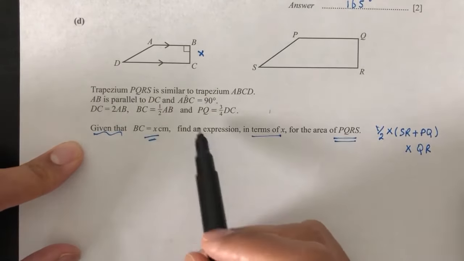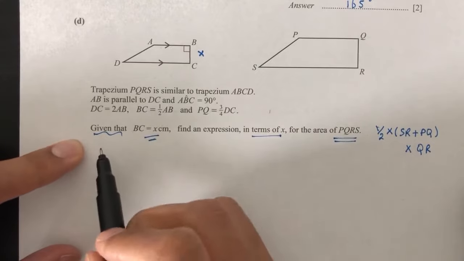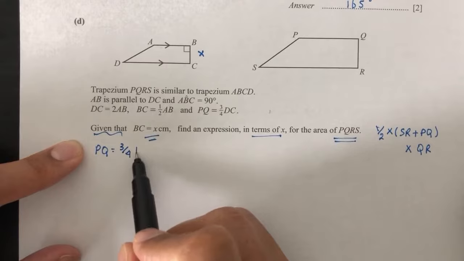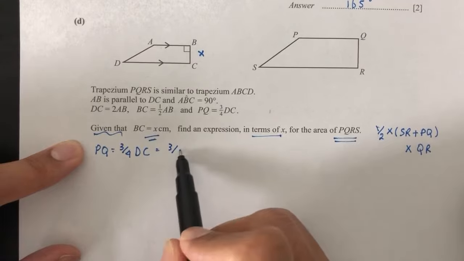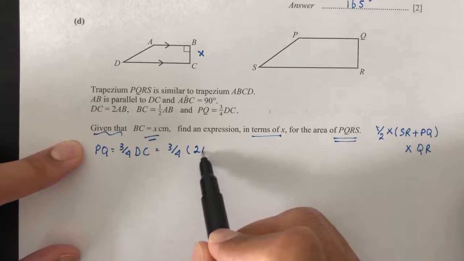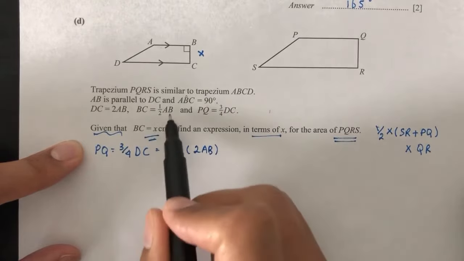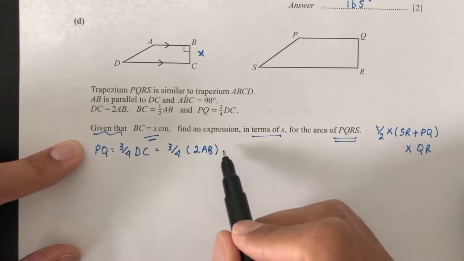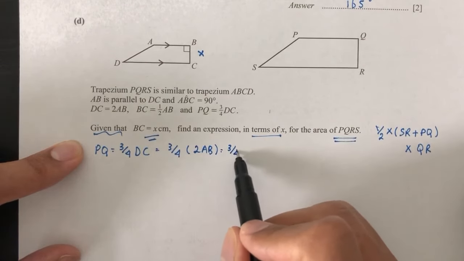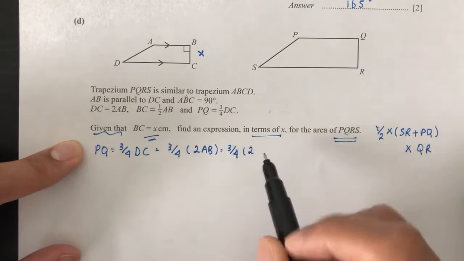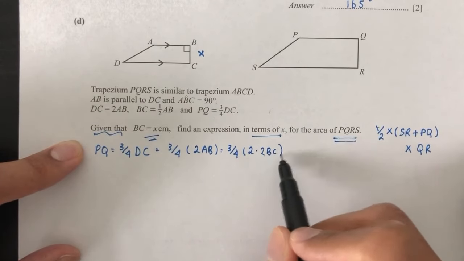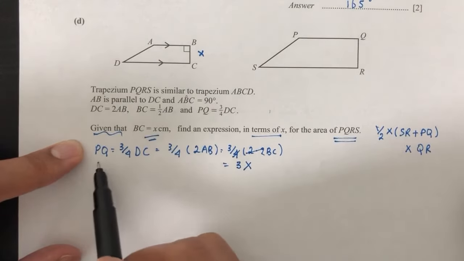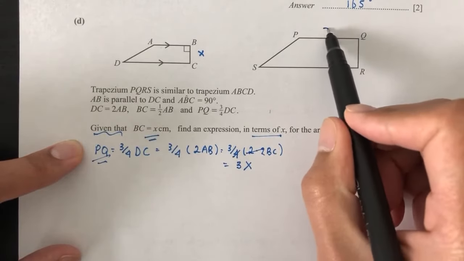So first side we can find PQ. PQ is 3/4 DC. And what is the value of DC? DC is 2 times AB. And what is the value of AB? AB is 2 times BC. BC is X. So 4 times X times 3/4, that'll be 3X. So PQ is 3X.